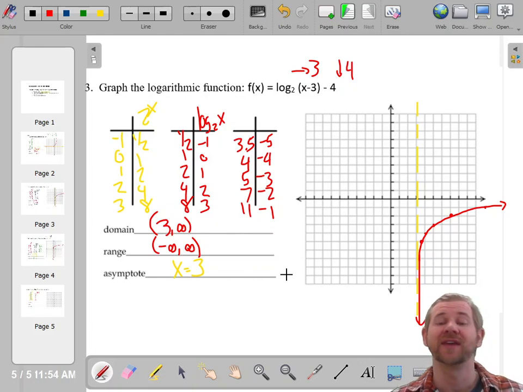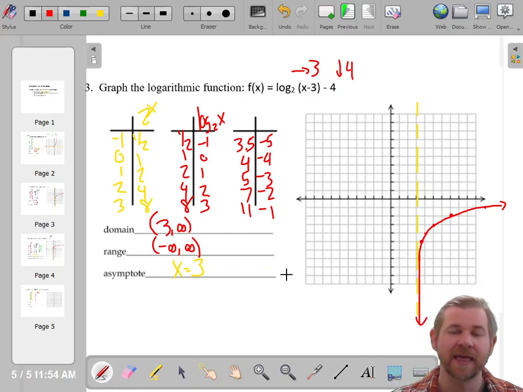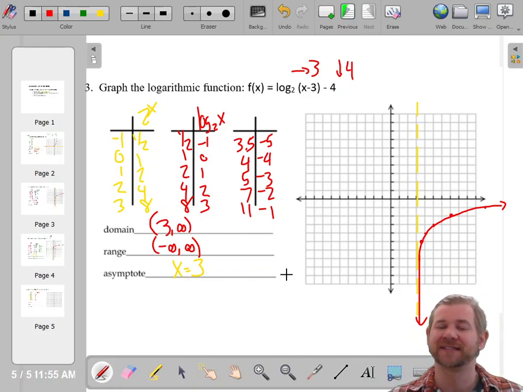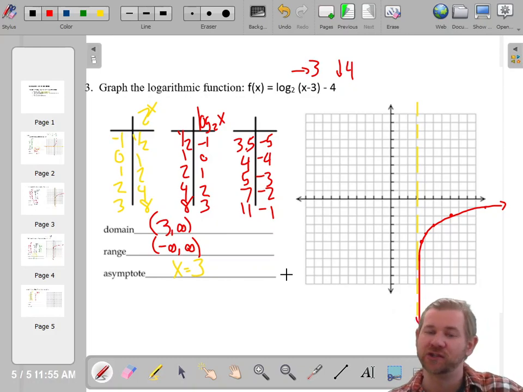So you're going to start with a parent exponential function. Then you can flip it to get a parent log function. Then you can translate as you need to. But it's very similar to graphing everything else we've graphed. You just need to know how to get the parent functions.